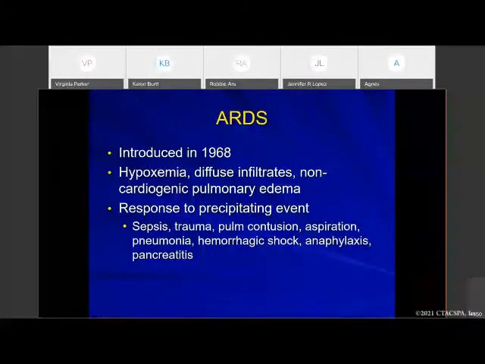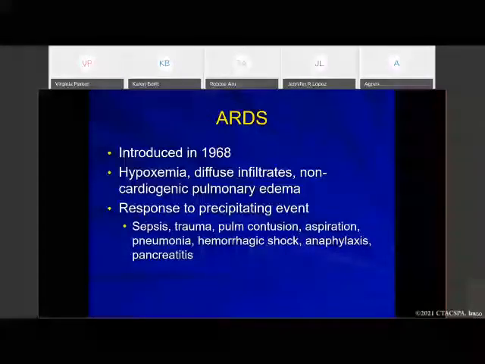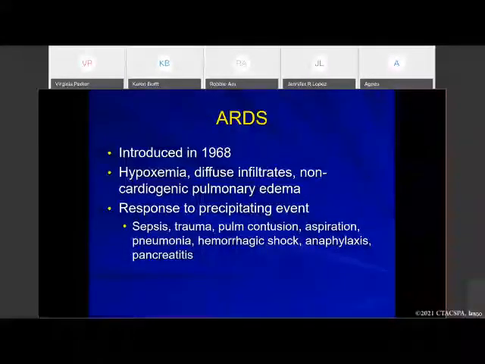So ARDS, the term was introduced in 1968. Before that, they were first seeing this in places like the Vietnam War. They called it Da Nang lung. The reason why they hadn't seen it before is because patients that usually got this were in shock, and this was a post-shock pulmonary failure. And most of the patients just died. They never were able to reach the hospital, especially people with hemorrhagic shock in the wards, to get this entity. This is basically post-shock pulmonary failure.